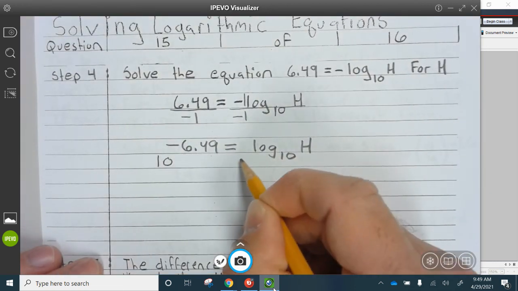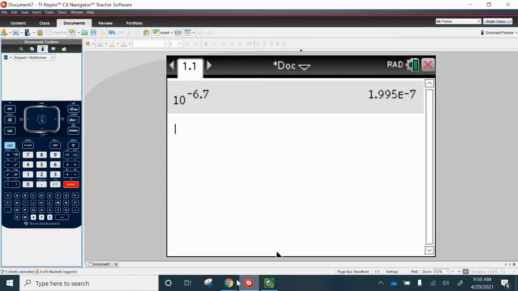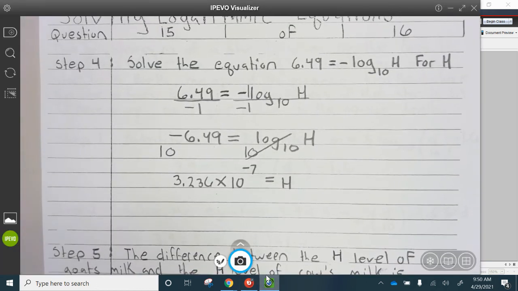Raise both sides by the base of 10. That goes away. Let's go ahead and put that in our calculator. So we're going to actually highlight this, press enter, and change this to negative 6.49. And we get 3.236 times 10 to the negative 7 equals H. Okay?